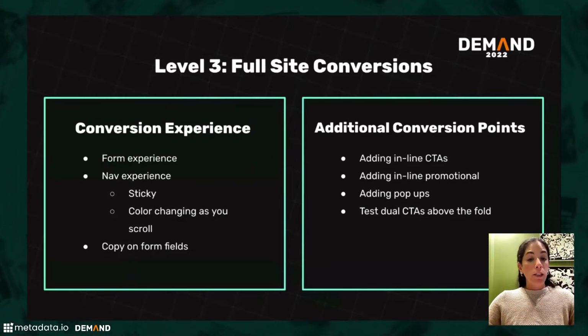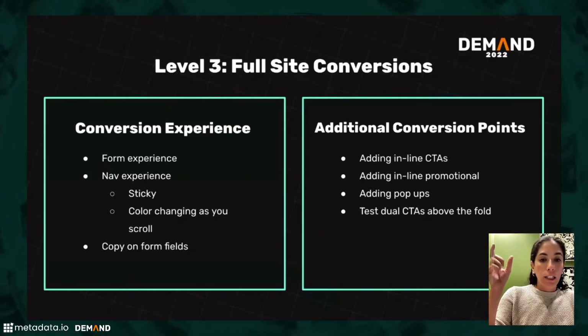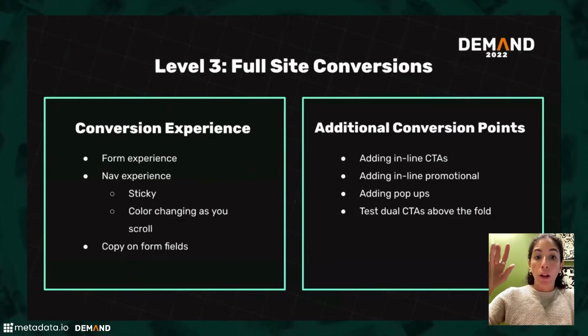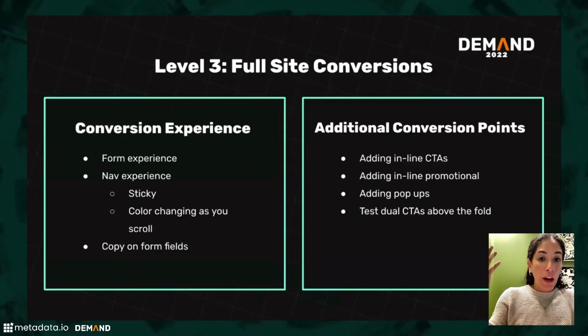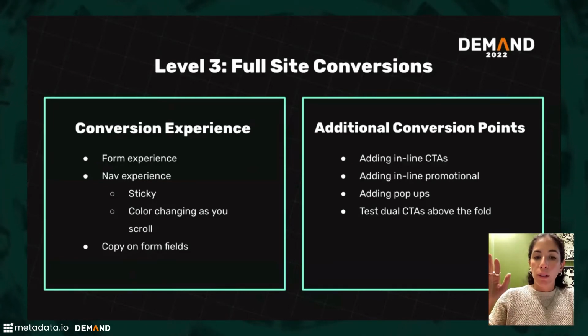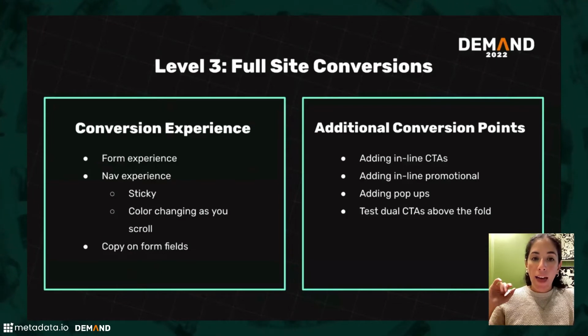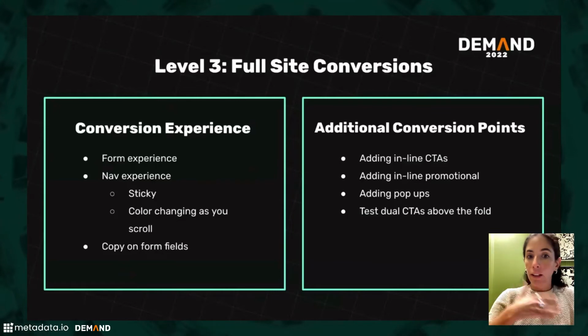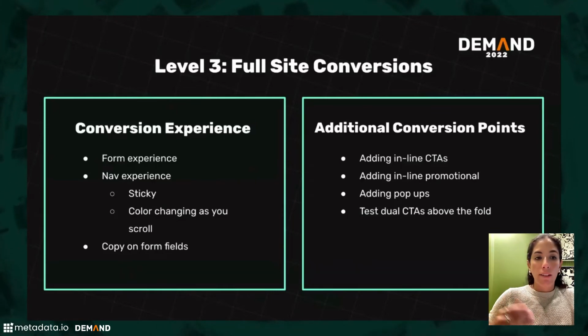What about the nav bar experience? Usually you have your primary and secondary CTA within your nav bar. When you scroll, is it sticky? Does it follow you as you scroll down the page? If not, can it be? And if it is sticky, what if it changes colors when you scroll? So it starts as one color, and then as you scroll, it changes color to your secondary brand color, and it calls more attention to that nav experience.